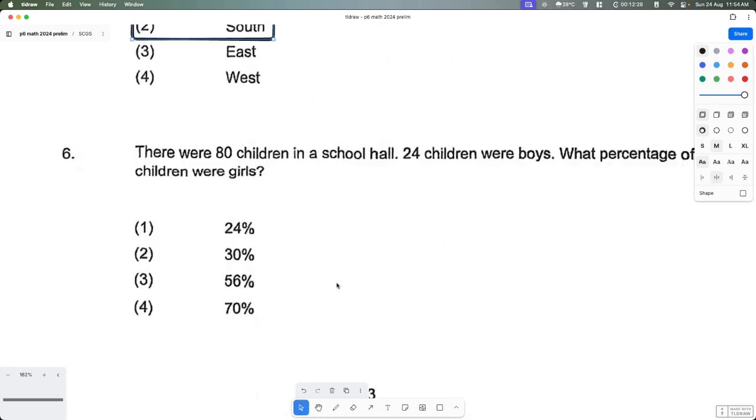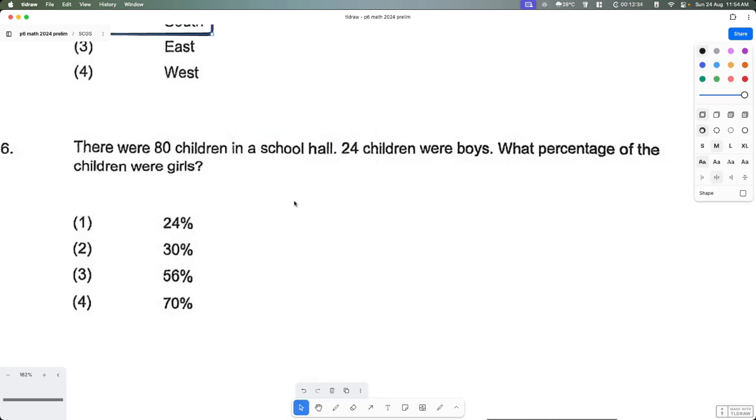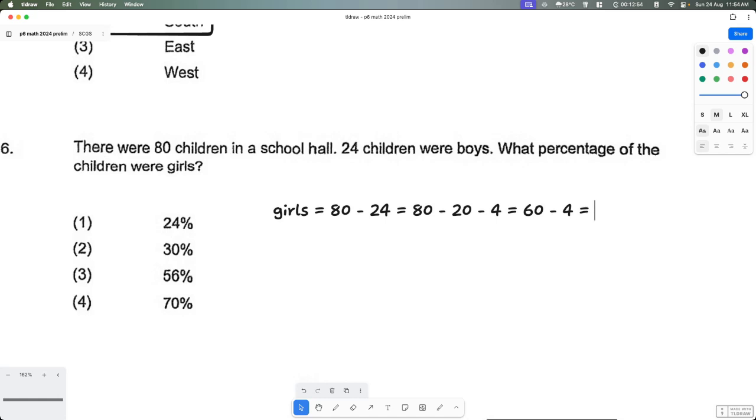Okay, let's move on to question number 6. It says there were 80 children in a school hall. 24 children were boys. What percentage were girls? So girls is equal to 80 minus 24, which becomes 80 minus 20 minus 4, which is 60 minus 4, equal to 56.